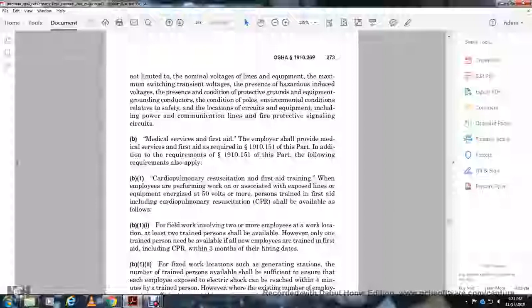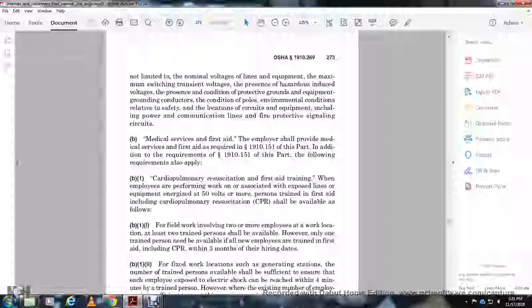Medical services and first aid. The employer shall provide medical services and first aid as required in 1910.151 of this part. In addition to the requirements of 1910.151 of this part, the following requirements also apply: cardiopulmonary resuscitation and first aid training when employees are performing work associated with exposed lines or equipment energized at 50 volts or more. Persons with training in first aid, including cardiopulmonary resuscitation, shall be available as well.